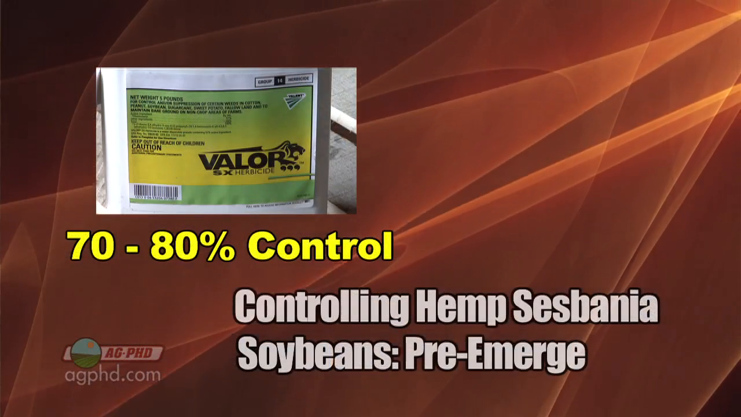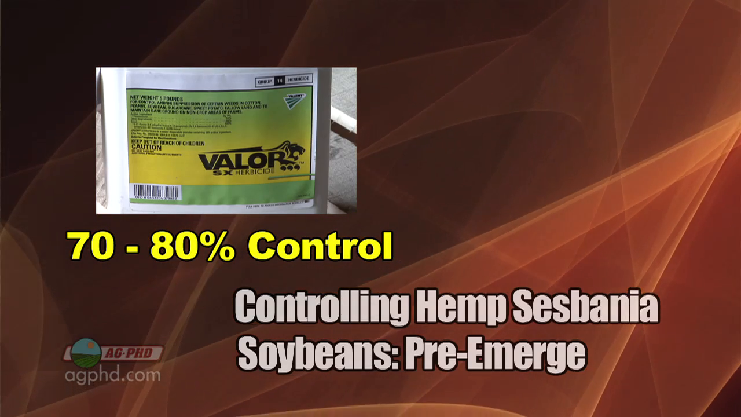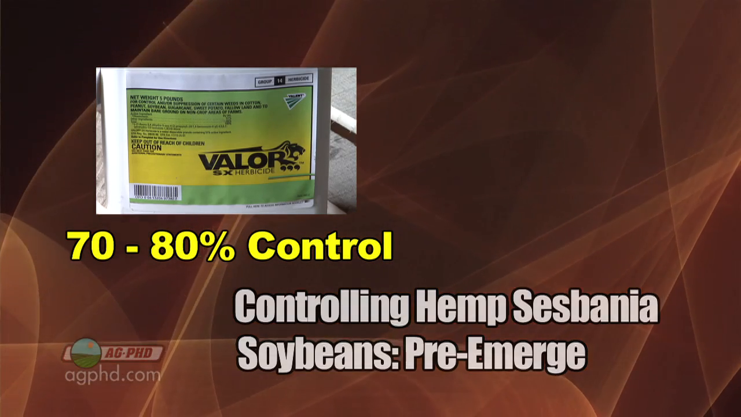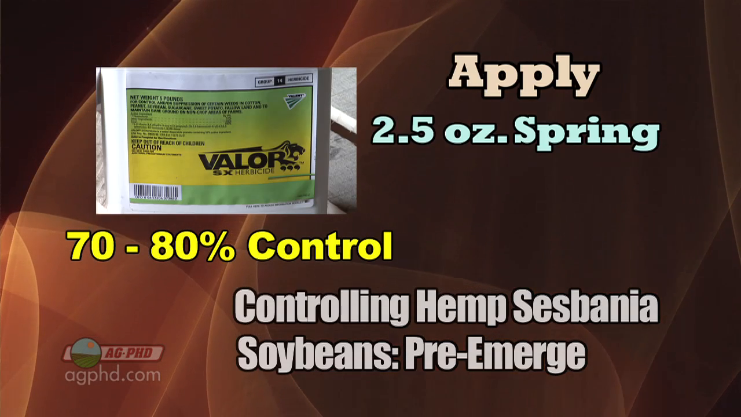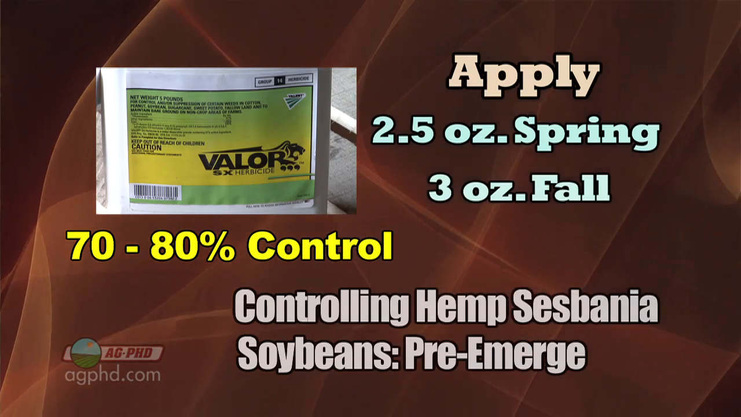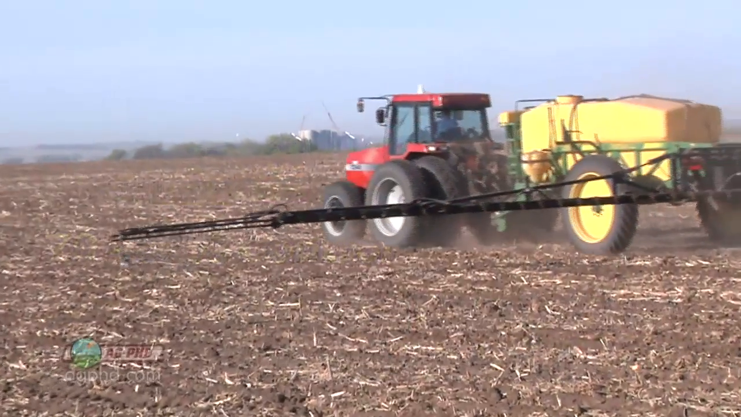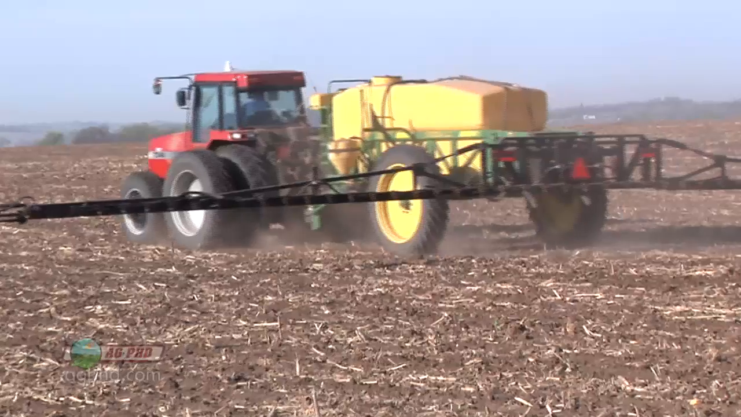So let's take that tough crop. How are we going to stop this thing in soybeans? Well, with Valor, you can get about 70 or 80% control. So that's a good way to start. I would bump the Valor rate up a little bit. Instead of just using 2 ounces, I'd use 2.5. That's going to give you a little bit more control. I like the 3 ounce rate in the fall. In the spring, I think there's a little too much splash up when we get to 3. I think it's a little strong, so I'd stay at 2.5.